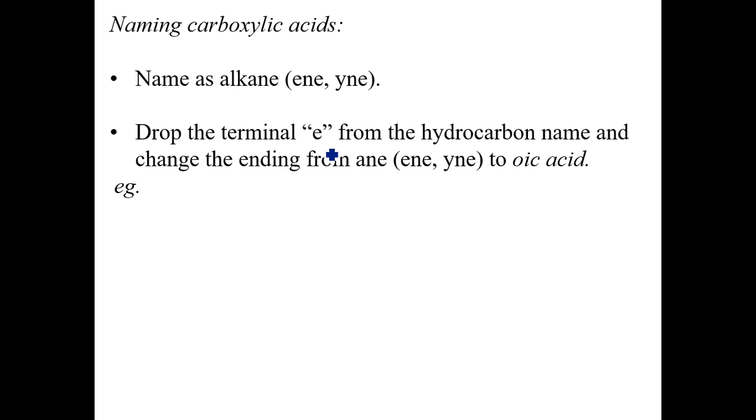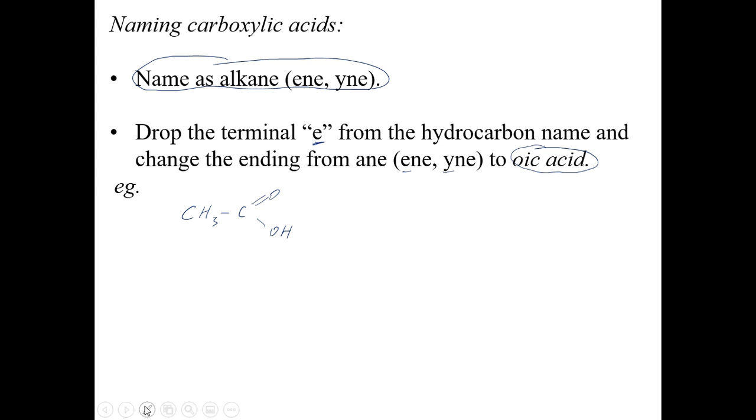So naming these, as always, start by naming it just as an alkane, an alkene, or an alkyne. Drop the final E like we did with the alcohol, but now we're going to change the ending to oic acid. So it can still be the ene or the yne, but the ending is going to be an oic acid. So let's take a look at that one that we just saw, which is the CH3. I will draw the line in here. C double bonded oxygen and an OH.